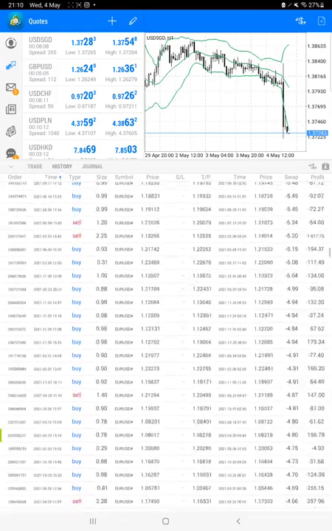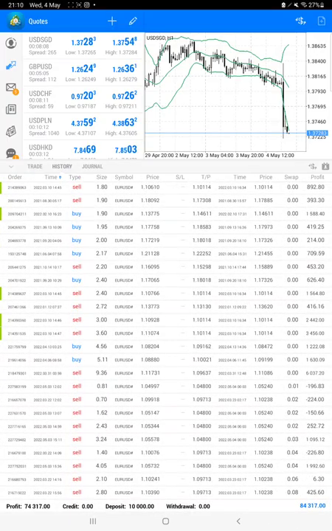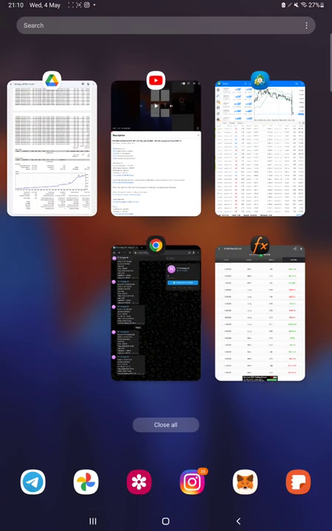At the bottom we come to know the total profit for now, and the total profit so far is $74,317. This is the current balance, which is $84,317.